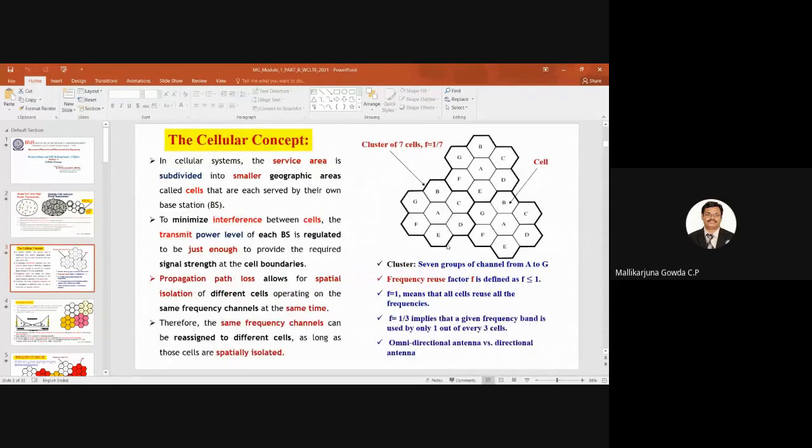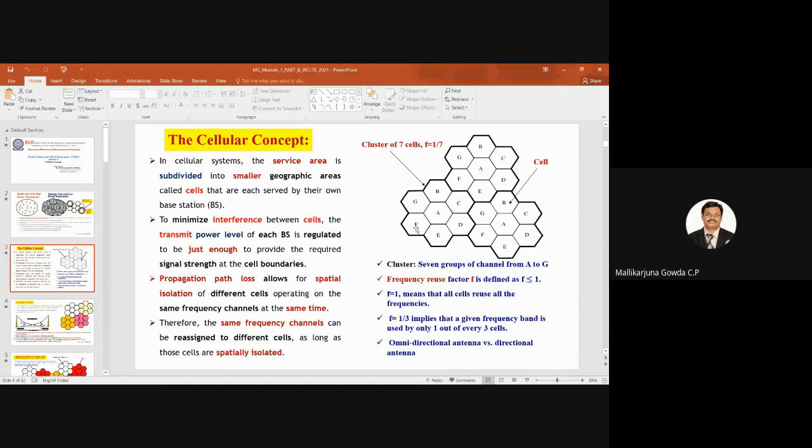So as I said, about the cellular concept: the service area is subdivided into smaller geographic areas that we call a cell, and each cell will be served by its own base station. To minimize the interference between the cells, the transmit power level of each base station is regulated to be just enough to provide the required signal strength at the cell boundaries.